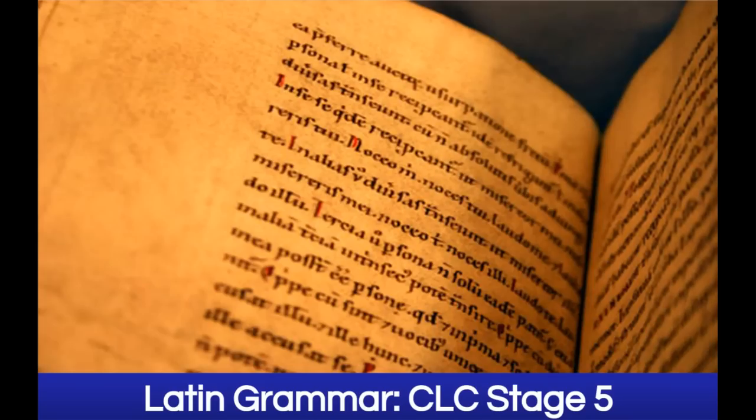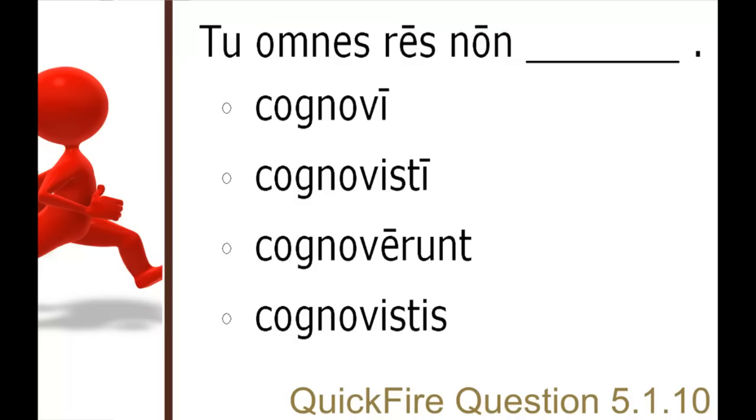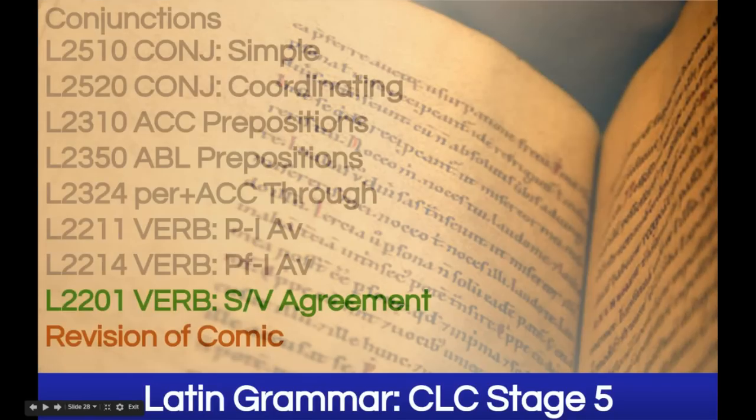Let's take a look at that. Tu is your subject. Therefore, you have to have a verb that's also second singular. Isti, it's number 2.